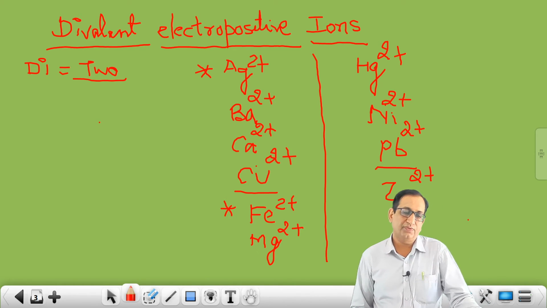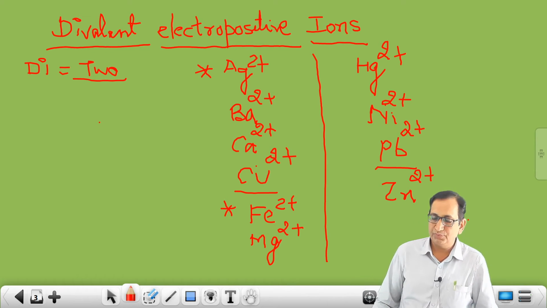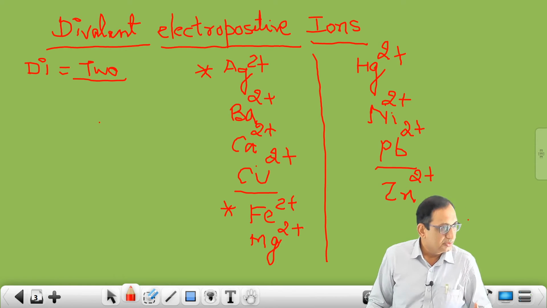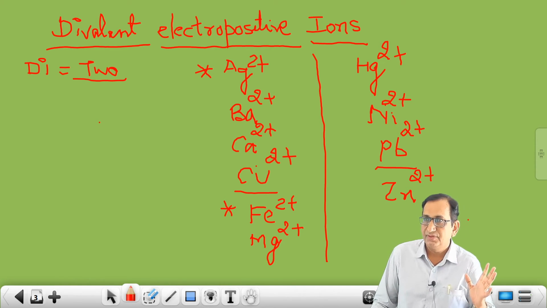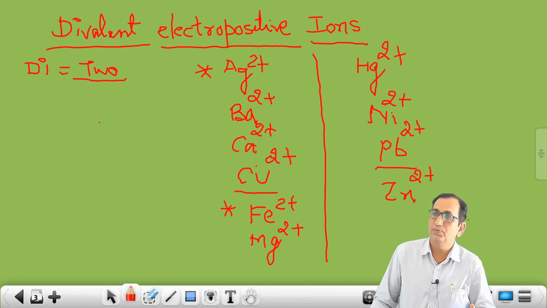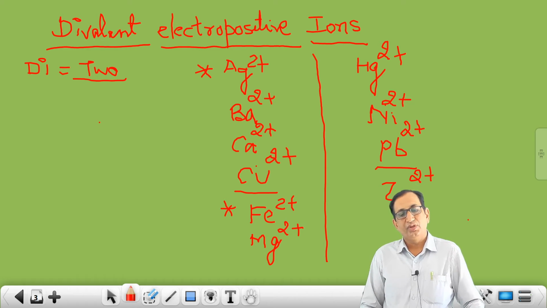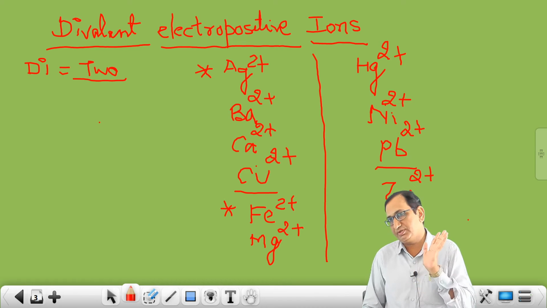So this is the full list for divalent electropositive ions. Students, you have to learn this. Without learning, you will face problems in formula making. Your formula may be wrong if you learn a wrong valency. Valency should be very correct and in the right position, otherwise your formula will go wrong. Okay, students. So we have discussed the monovalent electropositive ions and divalent electropositive ions.